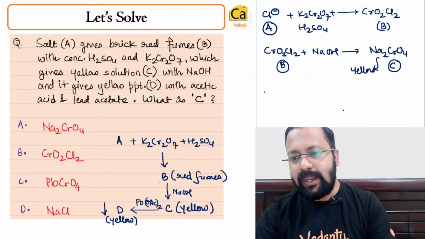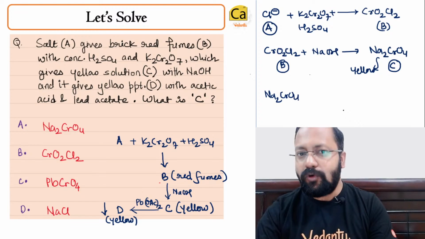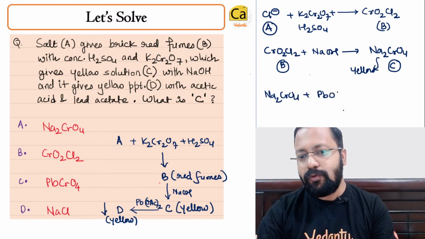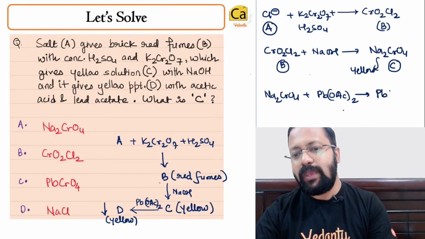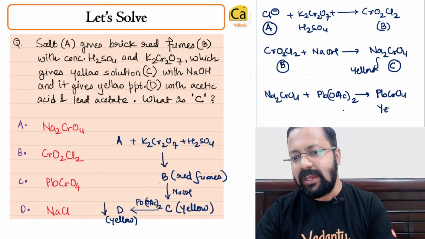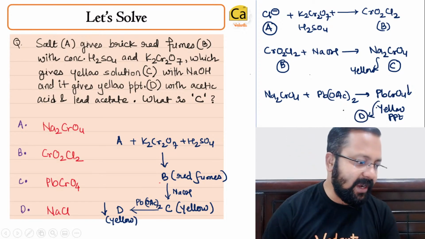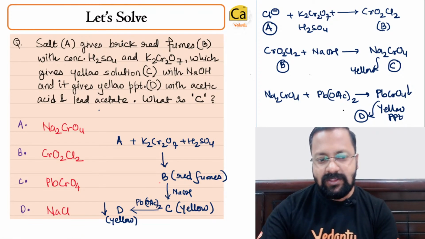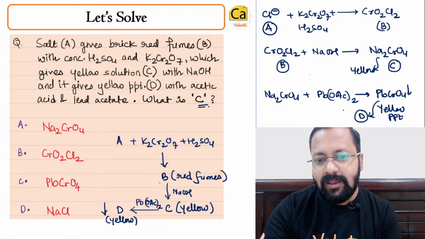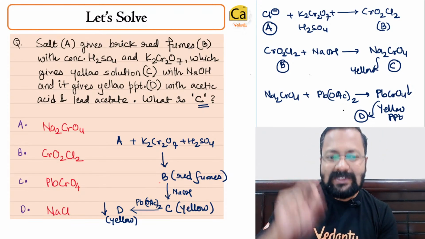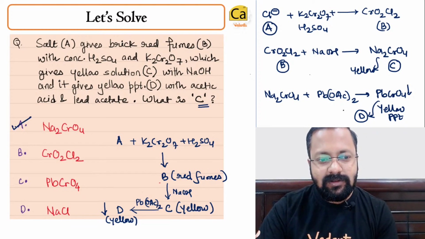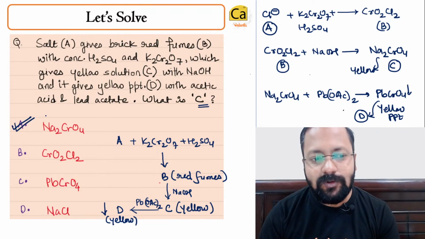The moment you treat Na2CrO4 with Pb(OAc)2, you would get PbCrO4, which is a yellow precipitate, and that is your D. You have to tell what C is. You do not have to tell what B is. C is Na2CrO4. The right answer is A.